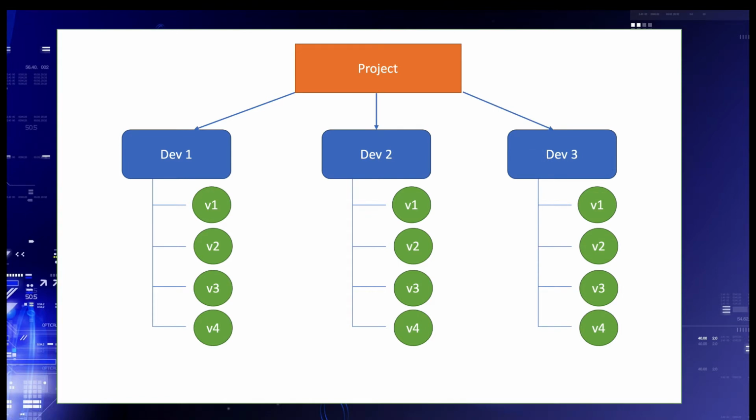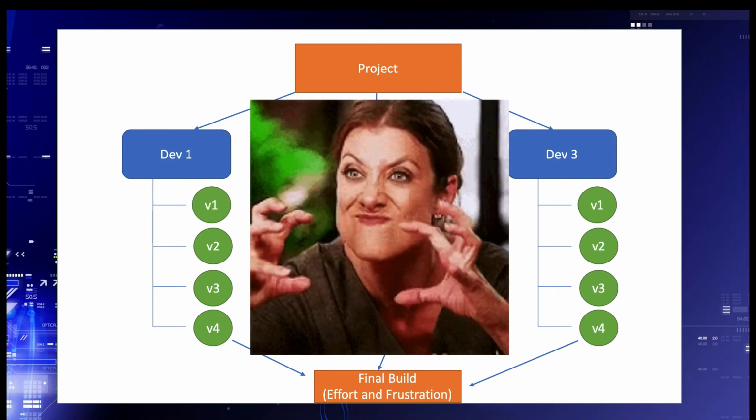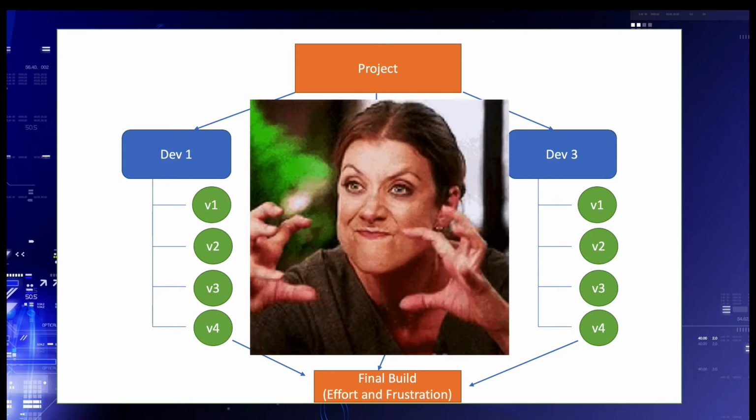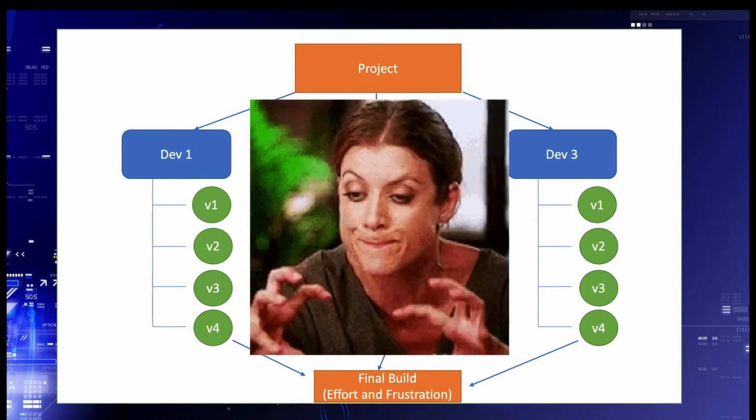In this case, you all have your own versions, and at the end of the system, to provide the final build, you have to merge all of them. But you have to put in a lot of effort, and definitely you will be frustrated because everyone has their own version and code. It will take a lot of human effort, and that will definitely tire you out. So in this case, the solution is the version management system.